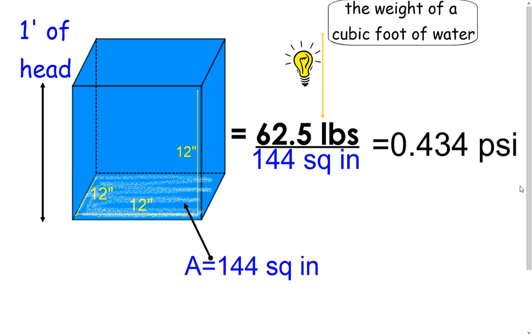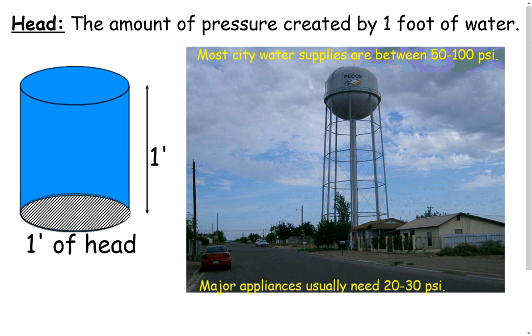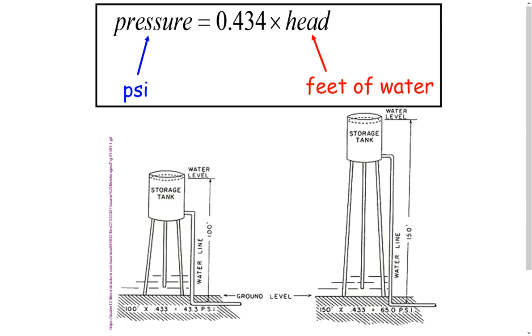That's going to be the basis of a conversion we're going to use for finding the head and the pressure. The head is the amount of pressure created by that 1 foot of water, and it doesn't matter the size or the shape of the tank. It could be rectangular or it could be round like this one. It's the 1 foot of head that really matters. So pressure is going to be equal to 0.434 times the head, and head is the feet of water. So the higher the water tank is above the ground, the higher the head will be, and the greater the PSI.